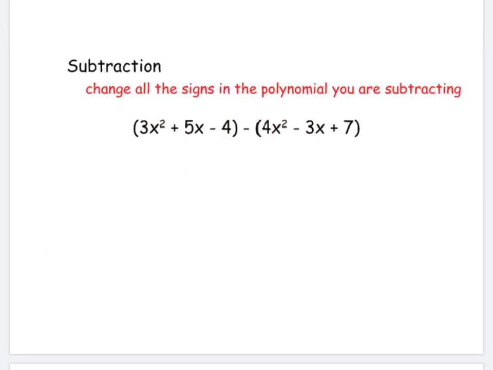Subtraction is the same thing, except you have to change the signs in the polynomial that you are subtracting. Because remember, when we think about integers, there's a rule for adding or subtracting integers, where with subtraction you use the rule keep, change, change. Meaning you keep the first term the same, the second thing is changed to its opposite, so this minus is changed to plus, and then the last term is changed to its opposite as well.